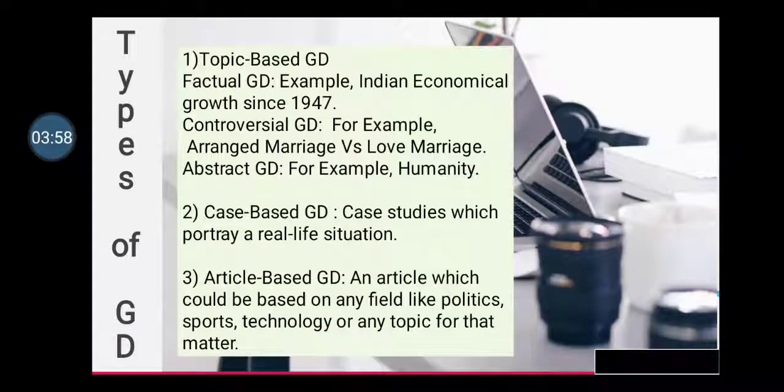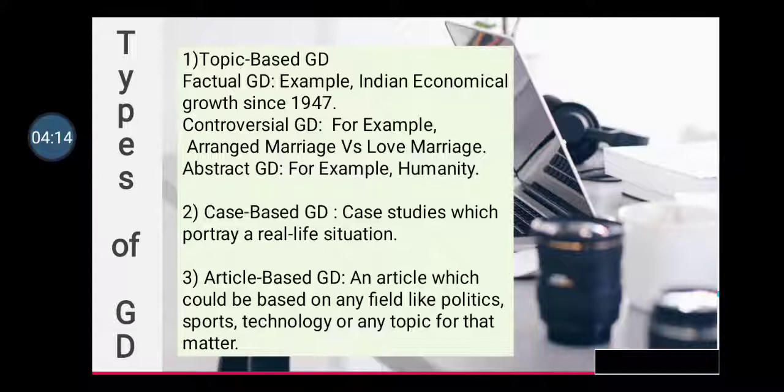Next, we move on to the types of group discussion. Generally, we have three types of GD. The first one is factual GD, the second one is case based, and the third one is article based. We'll see them one by one.